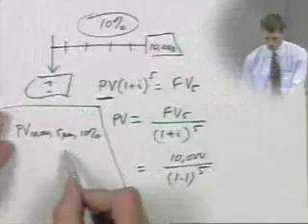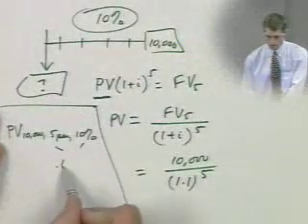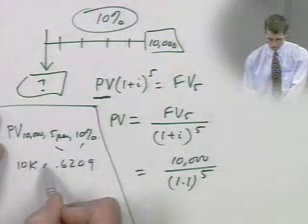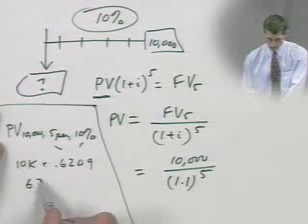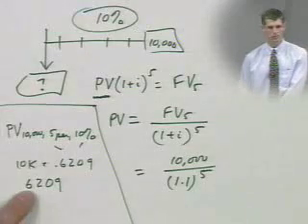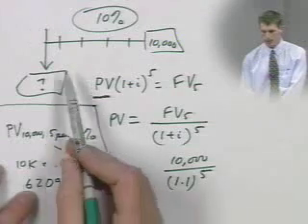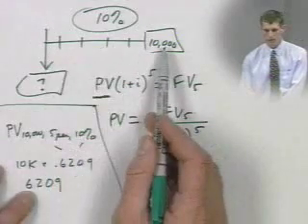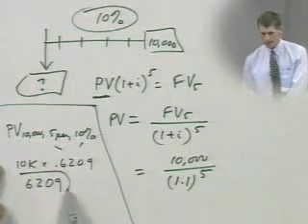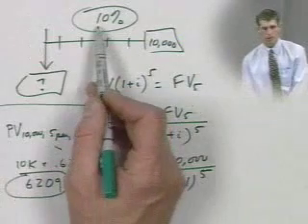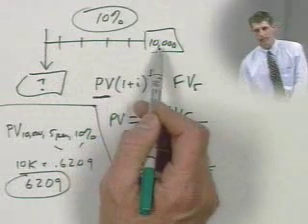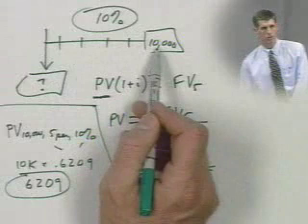So I come back over here. 5 periods, 10%, 0.6209. Multiply that times 10,000. And I get $6,209. Now what's that equal to here? It's equal to the present value of $10,000 earning a 10% return for 5 periods. Or more specifically, it's equal to the amount we have to invest today, earning a 10% return compounded annually over 5 years to then have $10,000 at the end of that period. Questions?